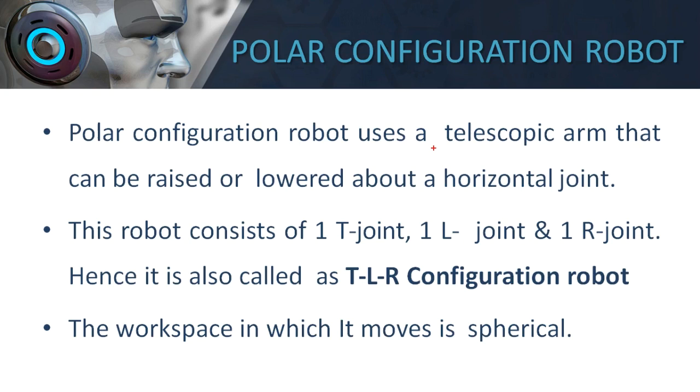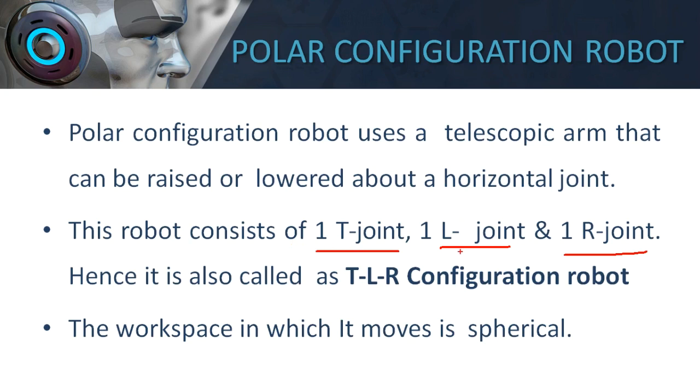This robot consists of one T joint, one L joint and one R joint. What is this speaking about? This is speaking about the joints that we understood. What is a T joint? A T joint is nothing but a twist joint. Generally in all robots you can find the twist joint at the base of the robot, so that it gives the robot the flexibility to rotate 360 degrees. That is the importance of a twist joint.